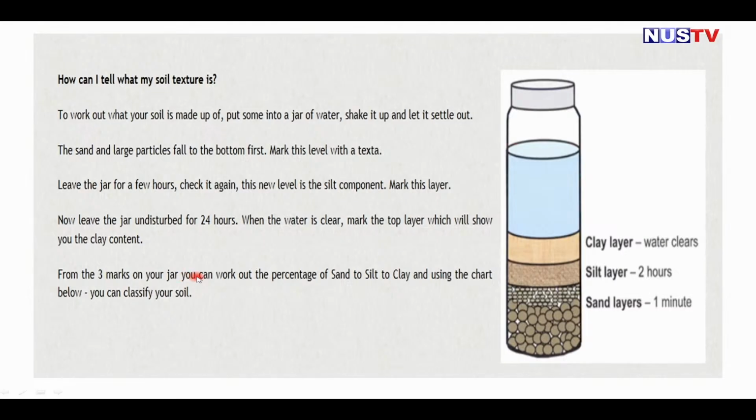From the 3 marks on your jar, you can work out the percentage of sand to silt to clay using the chart below. You can classify your soil.